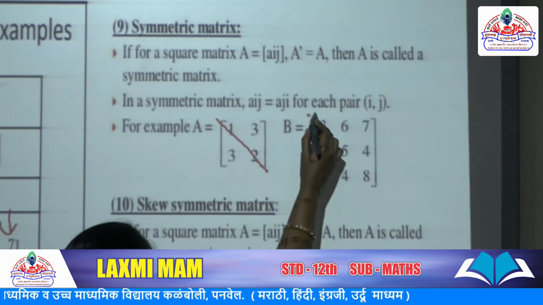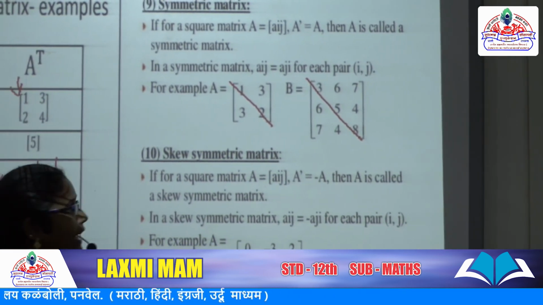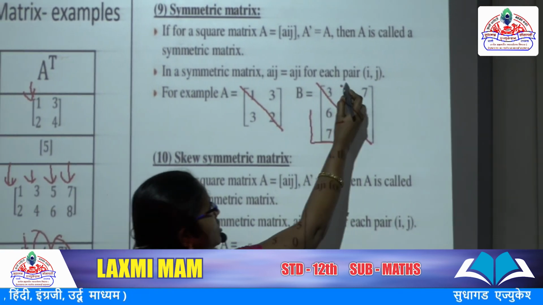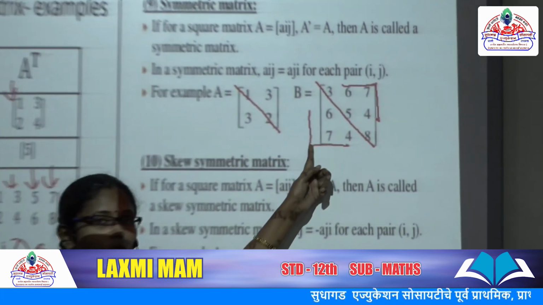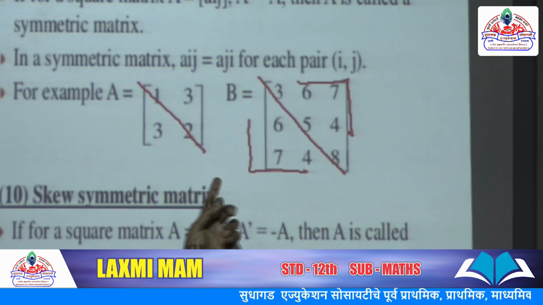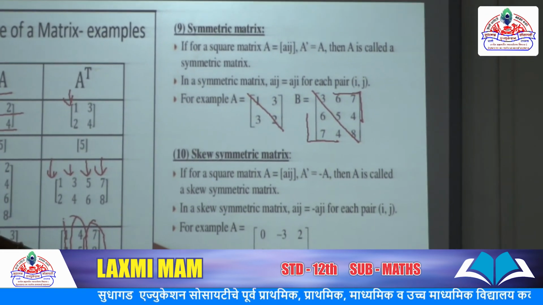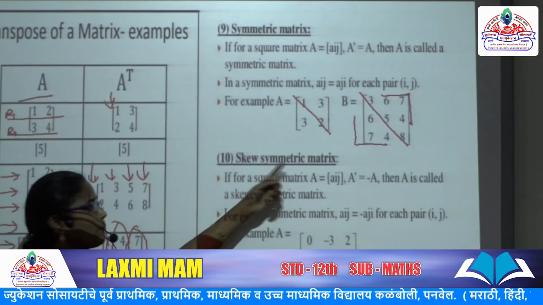See the next example. 3, 5, 8 is the diagonal. What are the elements below here? 6, 7, 4. The same elements are here also. 6, 7, 4. Is it right? So, this type of matrices are called symmetric matrix. Last type, say here, skew symmetric matrix.